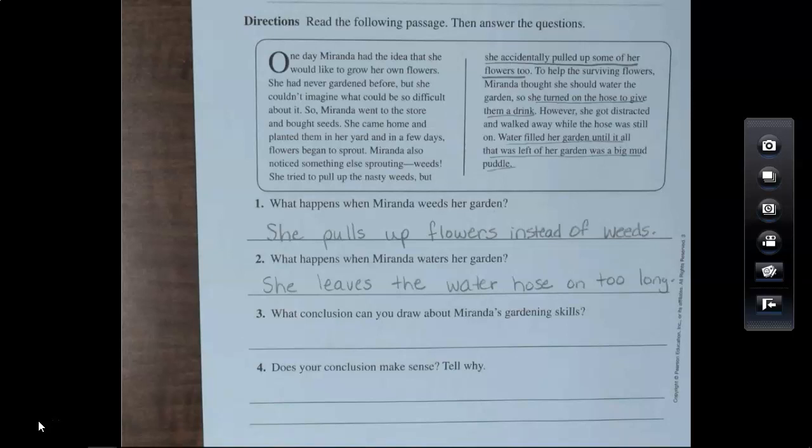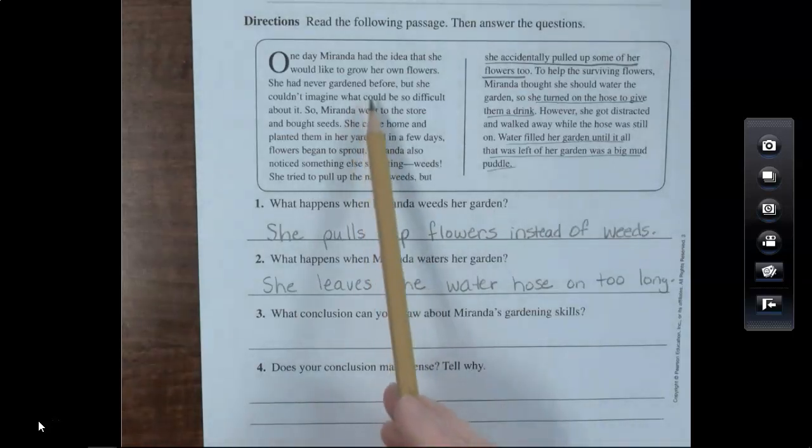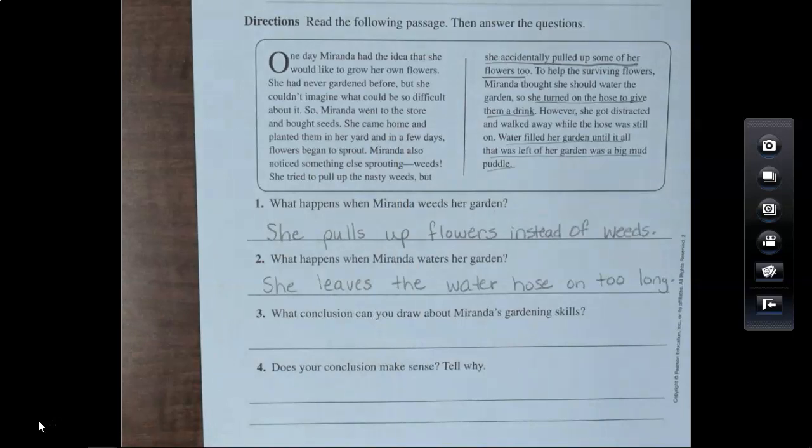So remember back it said Miranda thought she'd grow some flowers and she couldn't imagine it would be difficult. Seems like she's having some difficulty, doesn't it? Okay, number 1, what happens when Miranda weeds her garden? She pulls up flowers instead of weeds. Number 2, what happens when Miranda waters her garden? She leaves the water hose on too long. These are facts and details. These are from the story. We took those straight from the story.